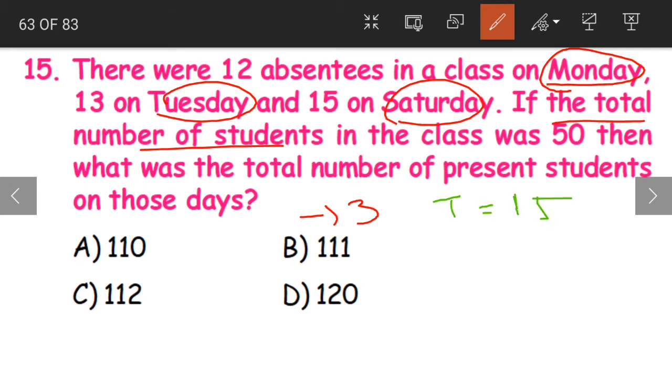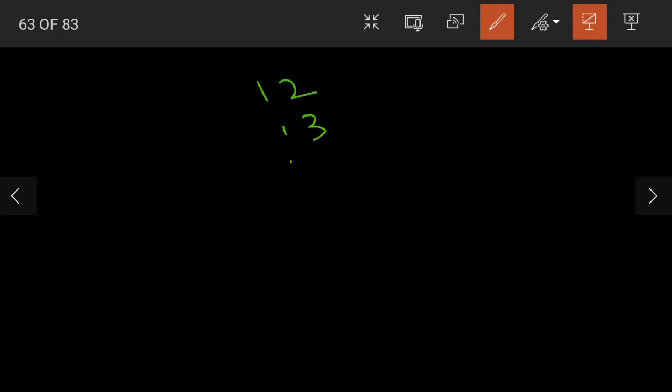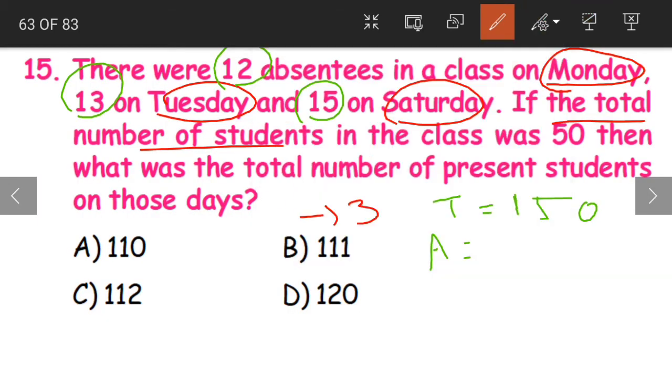Now how many were absent? We need to add 12, 13, 15, 10, 4. A total of 40 students were absent.